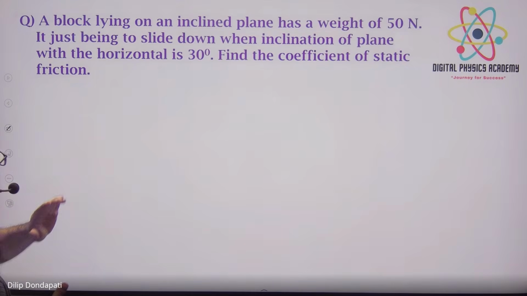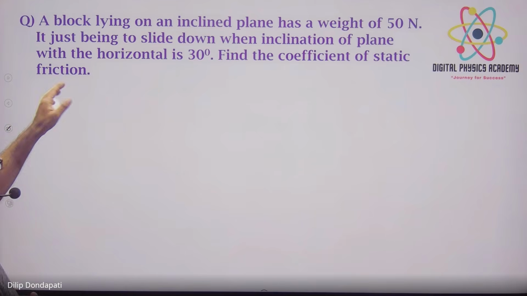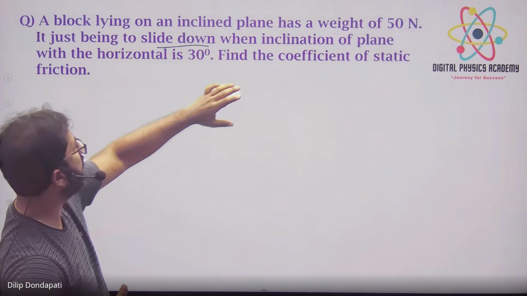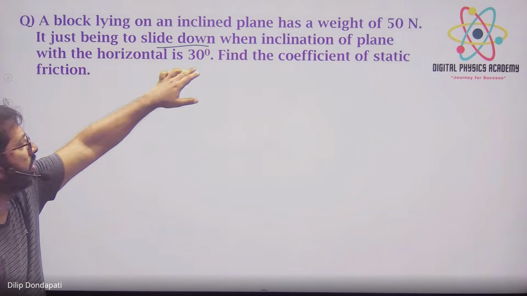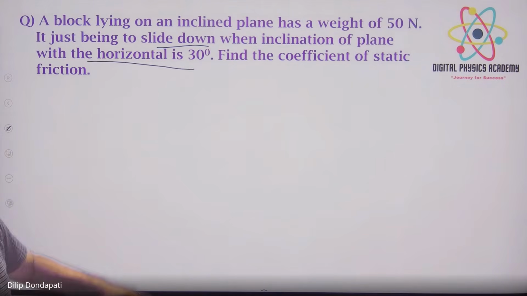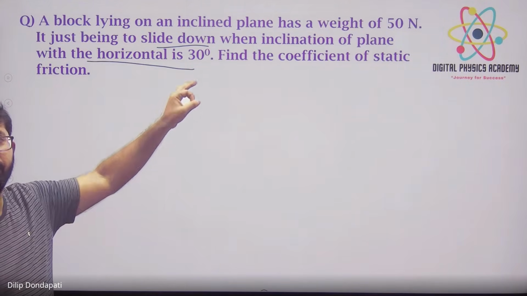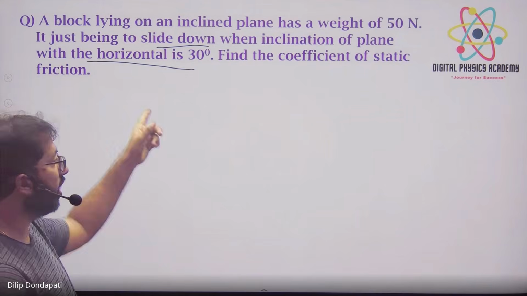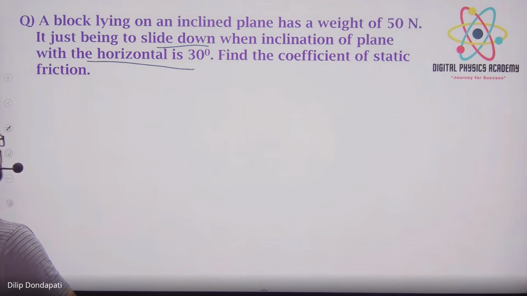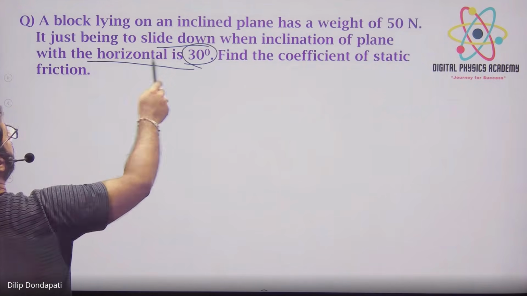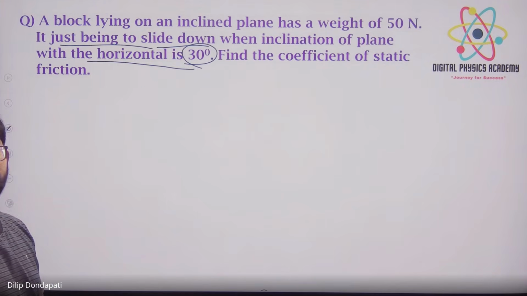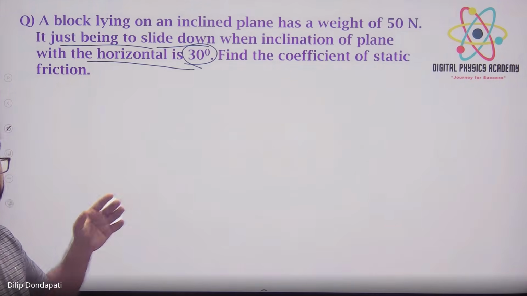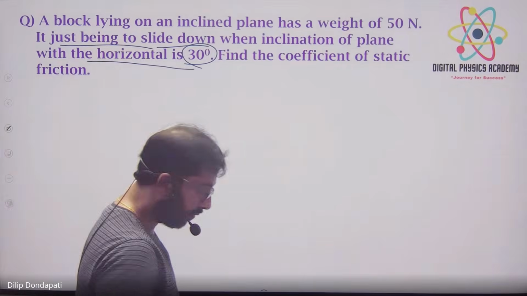A block lying on an inclined plane, of weight 50 newtons, just begins to slide down when the inclination of the plane to the horizontal is 30 degrees. This means this angle is what? It just begins to slide at this angle. So this angle is called what? It is just beginning to slide, so it is called the angle of repose. Note it right. Find the coefficient of static friction mu s.